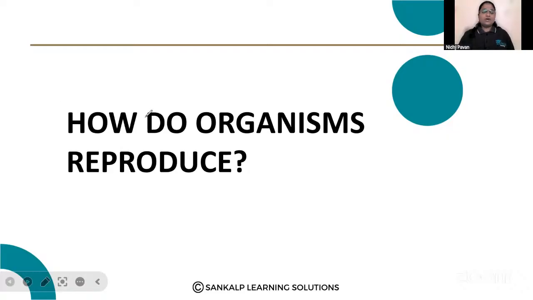Okay. So how do organisms reproduce? In biology, the first chapter we learned is life processes. Yes, dear boys and girls, first we studied life processes. In the life processes, which all processes did we study, can you just list out?